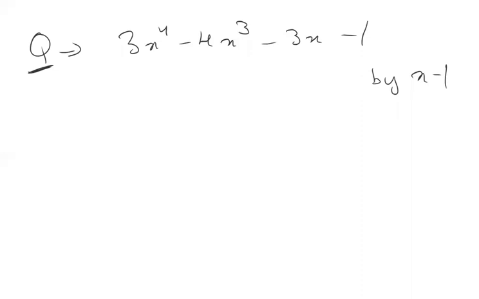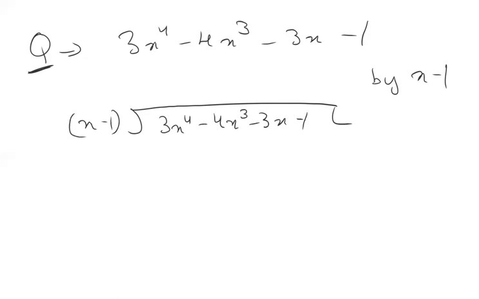The question is, divide the polynomial 3x^4 minus 4x^3 minus 3x minus 1 by x minus 1. So again, draw this right in the middle. Right, x minus 1. So take the first term.